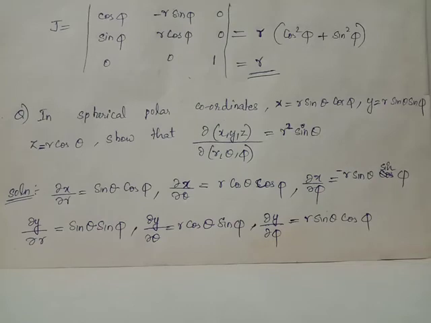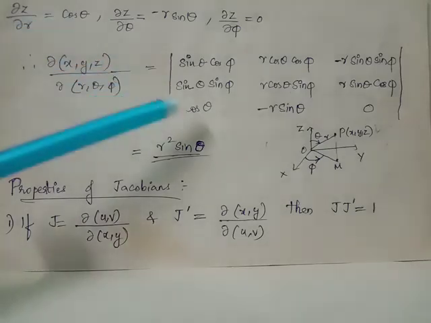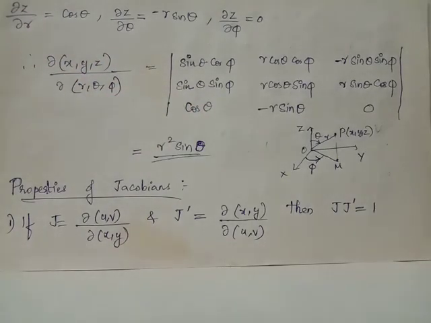Similarly, dou y by dou r equals sin theta sin phi, dou y by dou theta equals r cos theta sin phi, dou y by dou phi equals r sin theta cos phi, dou z by dou r equals cos theta, dou z by dou theta equals negative r sin theta, and dou z by dou phi equals 0. Thus we have the Jacobian obtained like this, and expanding along the first row we will get Jacobian equals r squared sin theta.